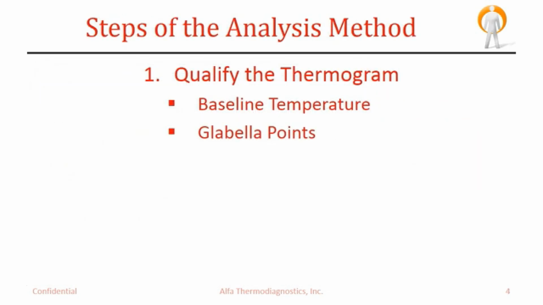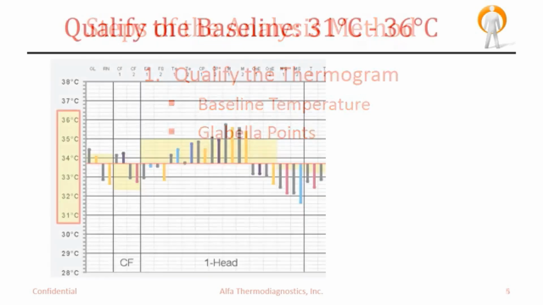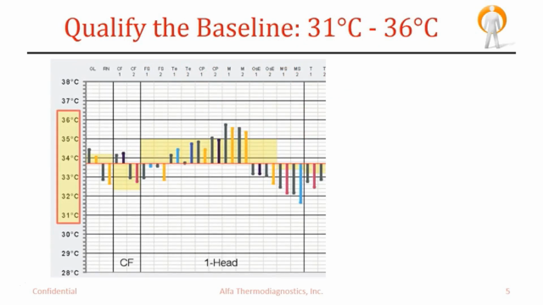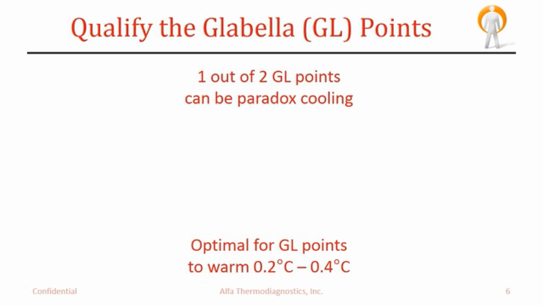Now I'm going to take you to the chart, and here starts the method that we should carry out with all of our patients, whether they are chronic fatigue or broken fingernail or with a cancer. The first is we want to assure ourselves that the baseline is at a decent mid-level, between 31 and 36, which it is. Means that the sensor is calibrated properly. And then we look at these GL readings.